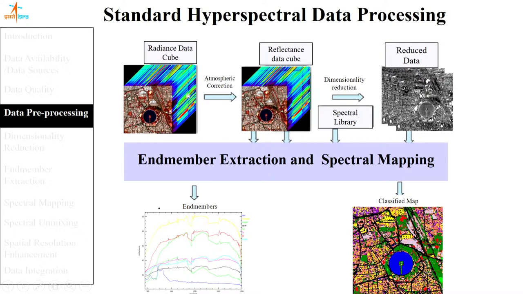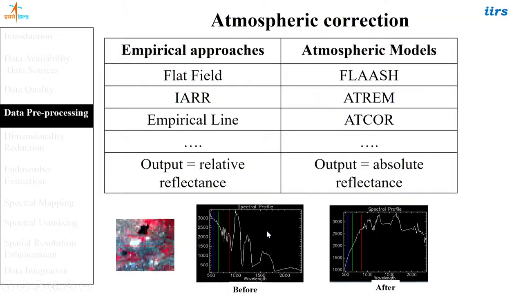So you have to convert that to surface reflectance by performing atmospheric correction. Then after performing atmospheric correction, you can go for data dimensionality reduction. And after data dimensionality reduction, you can go for end member extraction. And if you have a spectral library, you can use the same spectral library to classify the data, and using the same data you can even do the unmixing. So this kind of spectral library or end members will be generated from the hyperspectral data.